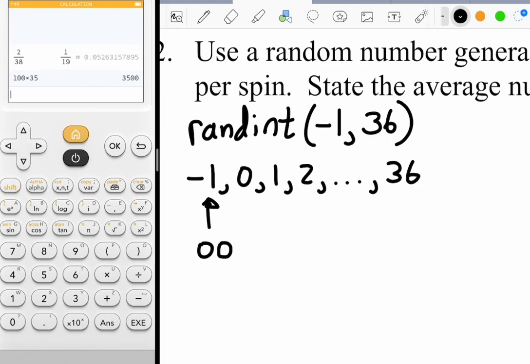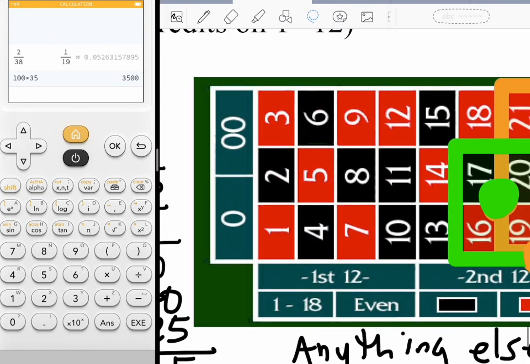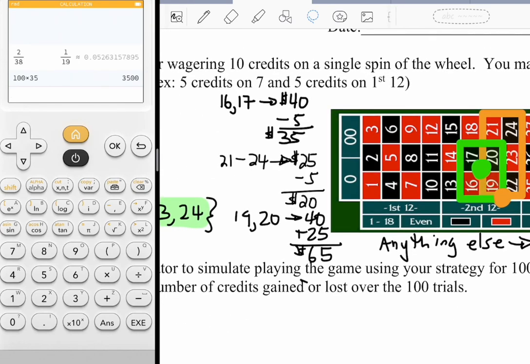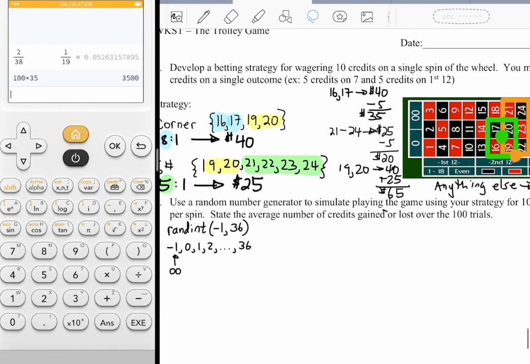That's the double zero. Because if I ask the calculator to give me an integer, it's not going to return a 0, 0. If 0, 0 comes up, it's just going to return it as a 0. All right? 0 will be the 0. So you look at the table here. I got a 0, 1, 2, 3, all the way up to 36. I just needed something to represent the double zero. All right, so we're going to let -1 be the double zero.